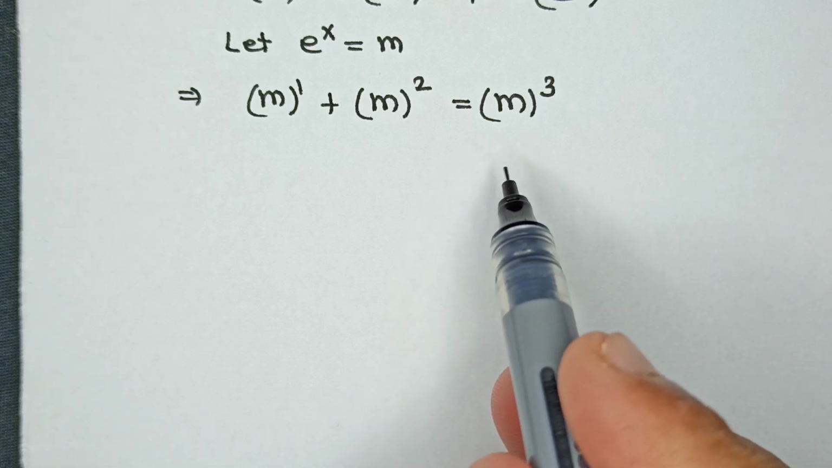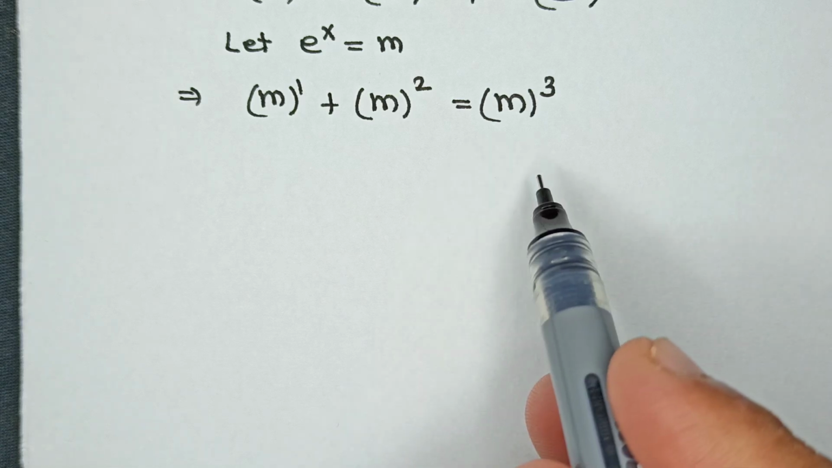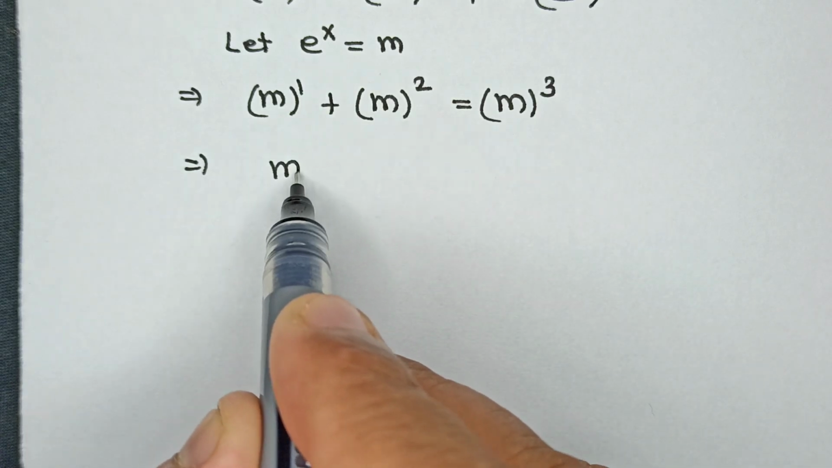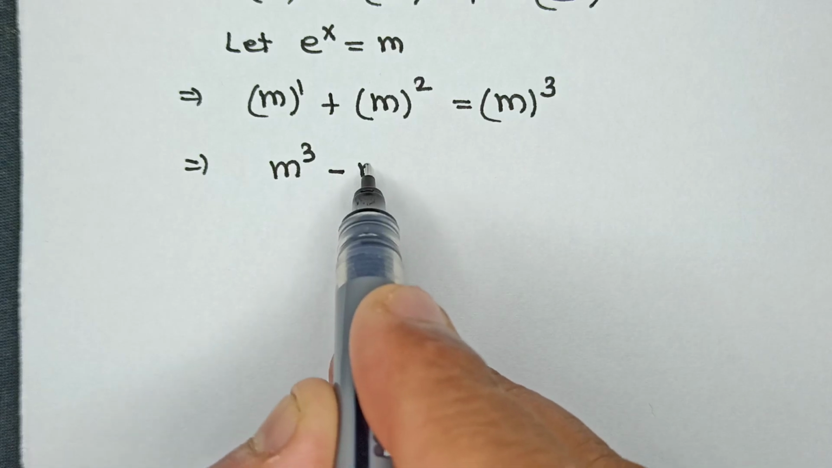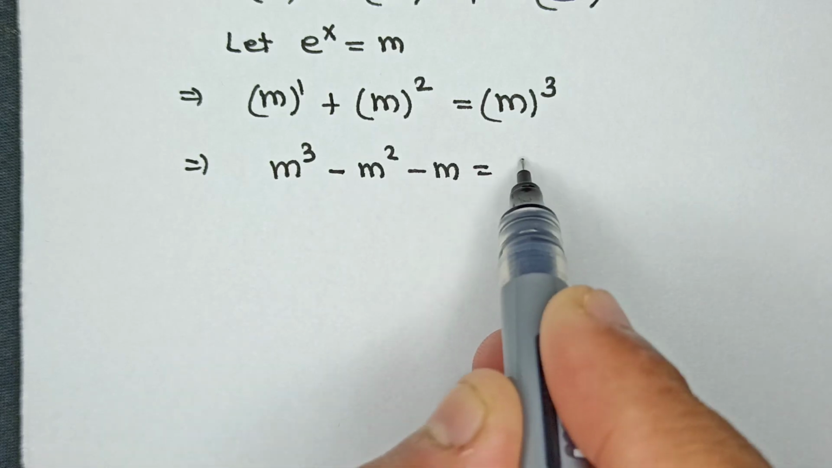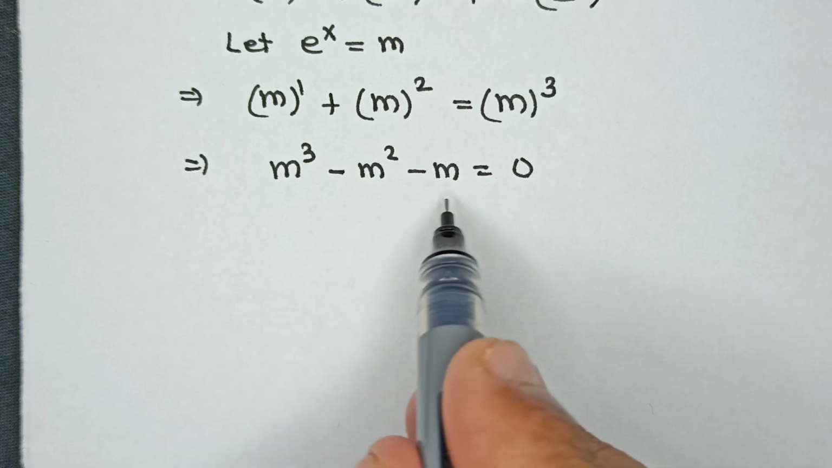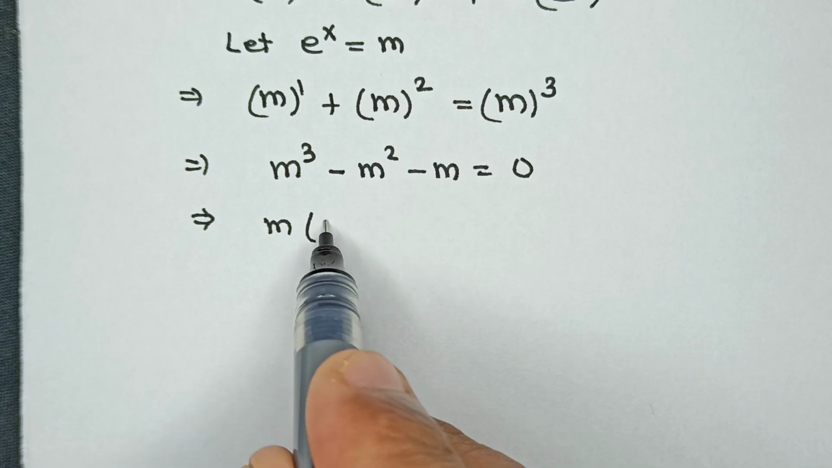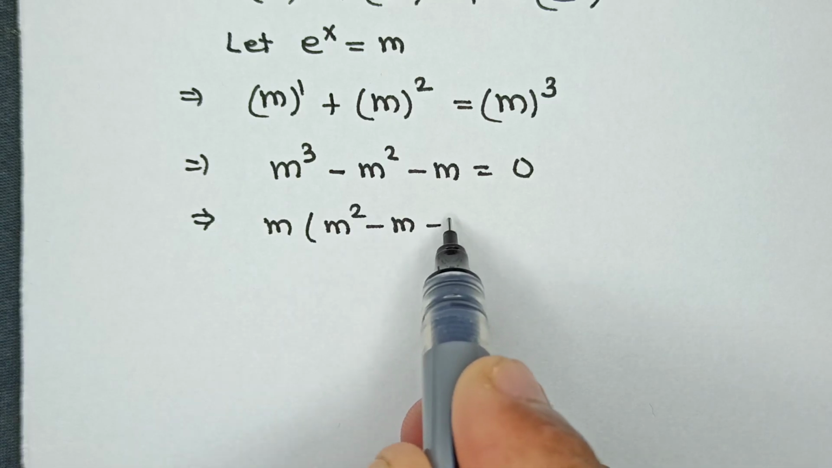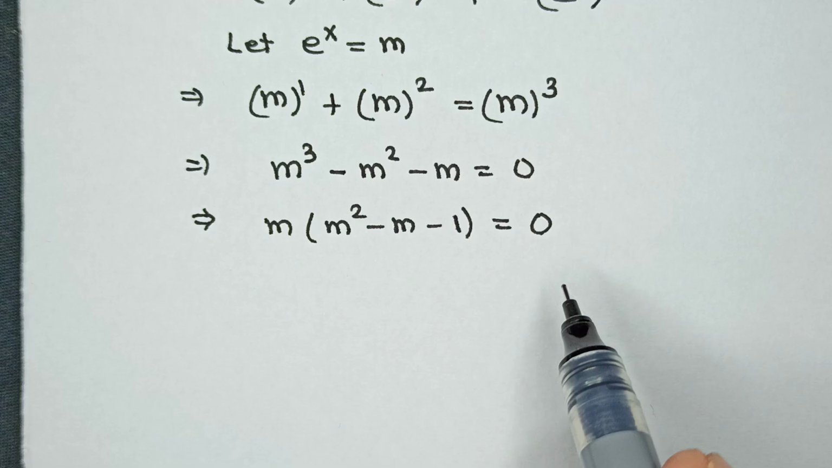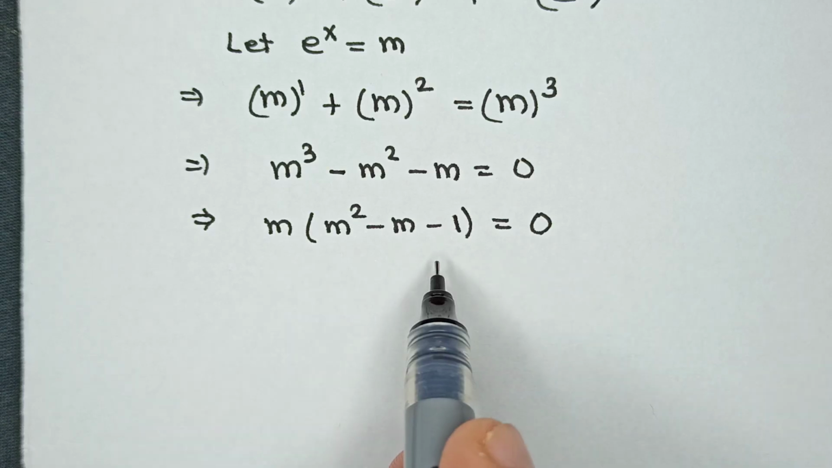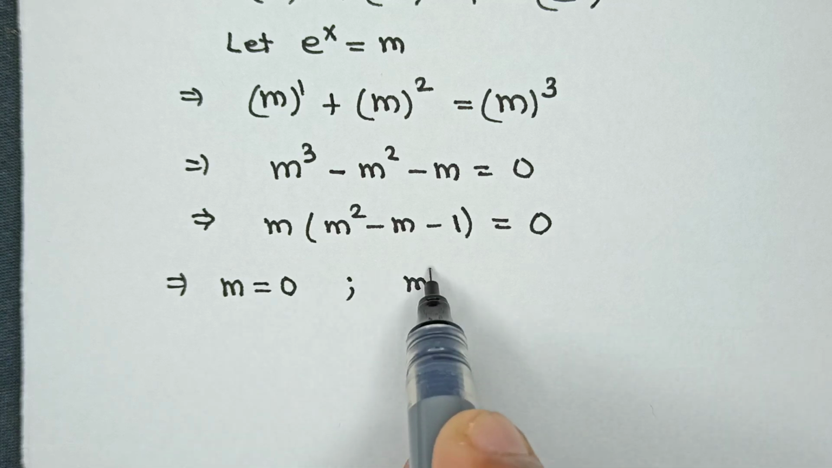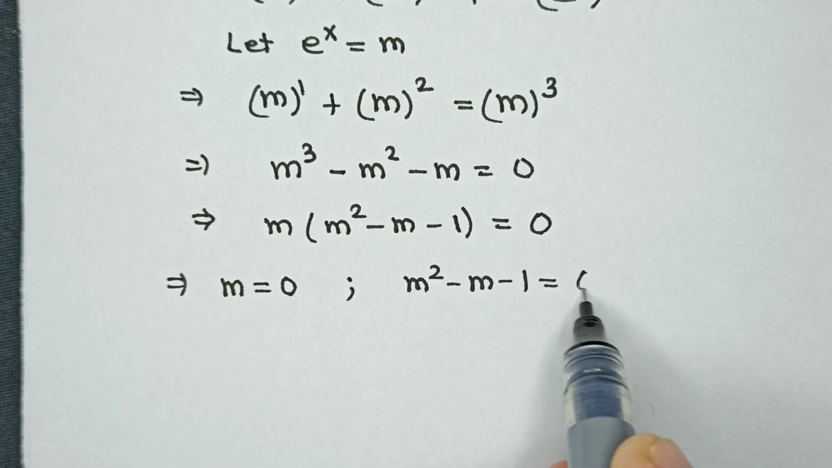Now let us rearrange this entire cubic equation and solve it to get the value of m and eventually the value of x. This can be written as m cube minus m square minus m is equal to 0. Now if you notice, we can take m common from the entire expression. So m taken out as common, this is m square minus m minus 1 is equal to 0. Clearly the product of two numbers here is 0, so either the value of m is 0 or the value of m square minus m minus 1 is equal to 0.